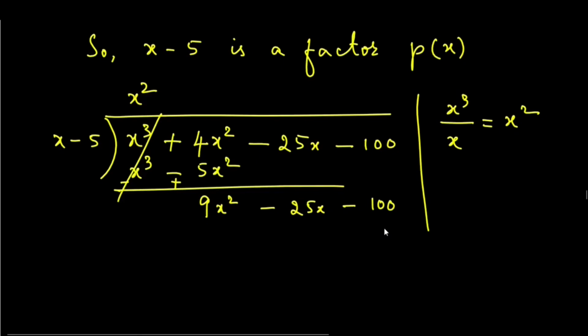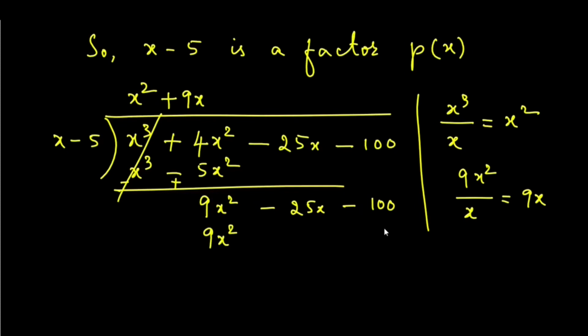Now the first term of this remaining dividend is 9x square. The first term of the divisor is x. 9x square by x, this is 9x. The next term in the quotient is plus 9x. 9x into x minus 5, we get 9x square minus 45x.